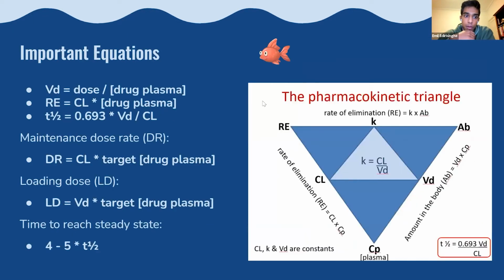So just to finish off with pharmacokinetics, there are a few important equations that we've talked about. Volume of distribution is the dose that's been given to a patient divided by the concentration of the drug in plasma. The rate of elimination is clearance multiplied by the concentration of drug in plasma. The half-life is equal to 0.693 times the volume of distribution over clearance. The maintenance dose rate is the clearance multiplied by the target drug plasma concentration. The loading dose is the volume of distribution multiplied by the target drug plasma concentration. And the time to reach steady state is 4 to 5 half-lives.